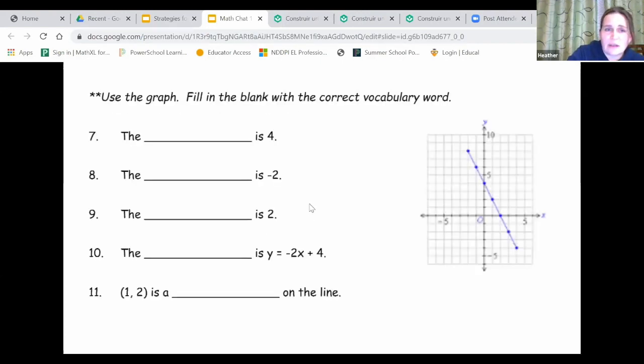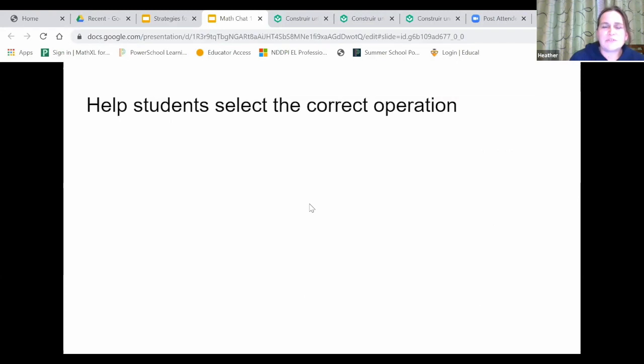We talked a lot about the vocabulary. That was good. Help students select the correct operation. I had mixed feelings about this one because I think I already mentioned this, but this makes me feel like, I'm sure this is not what they meant, but it makes me feel like the students already want you to just tell them what to do.